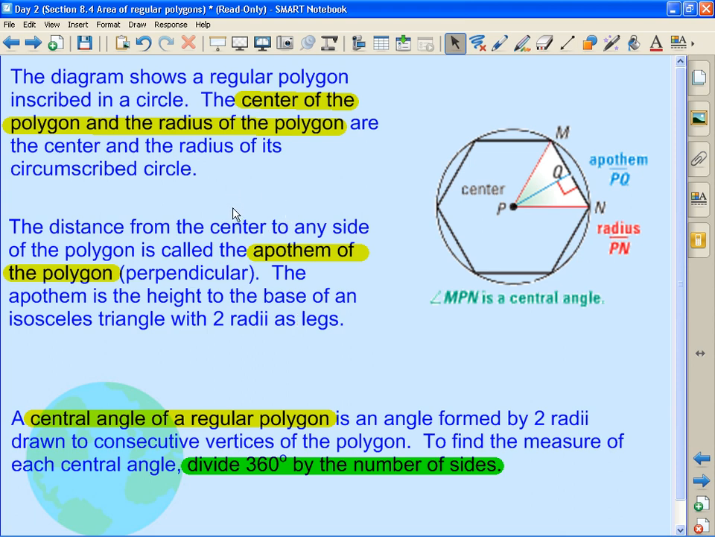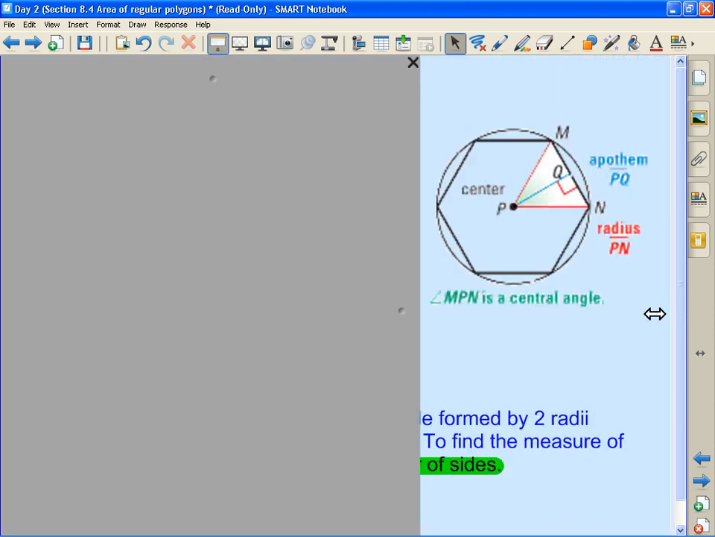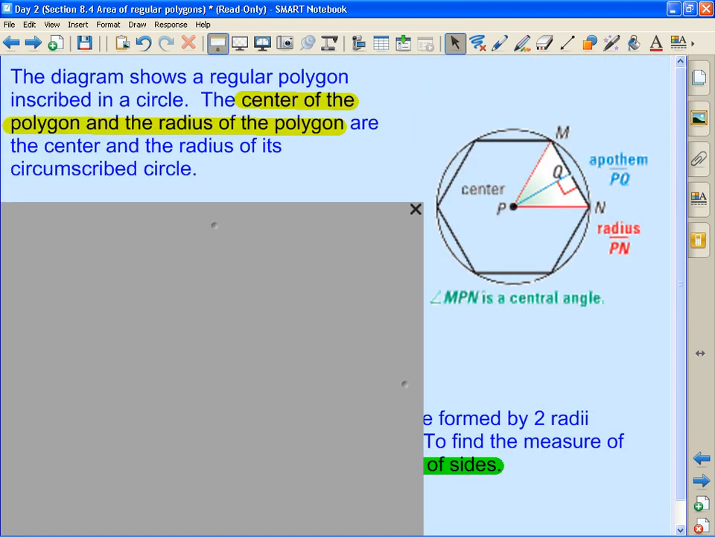The first thing that we're going to talk about is, I'm going to window shade this stuff so there isn't so much to look at to begin with. We're going to start with the center of the polygon and the radius of the polygon. The center of the polygon is what you would call the direct center of the shape. It could be the center of a circle that would touch all the points, and that's why the hexagon that's inside here is drawn inside a circle.